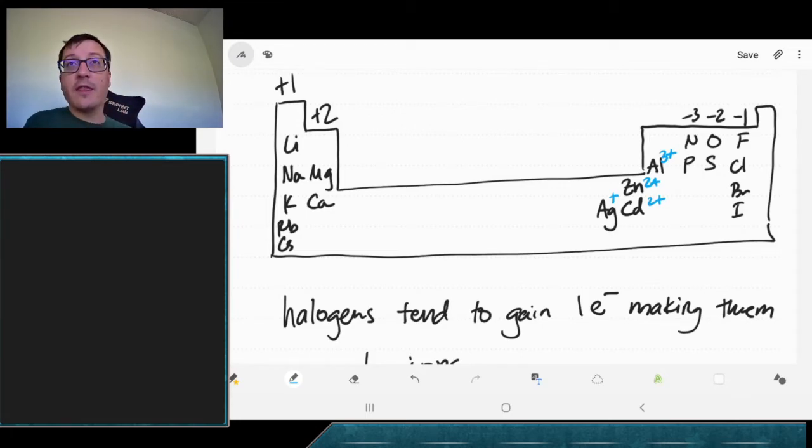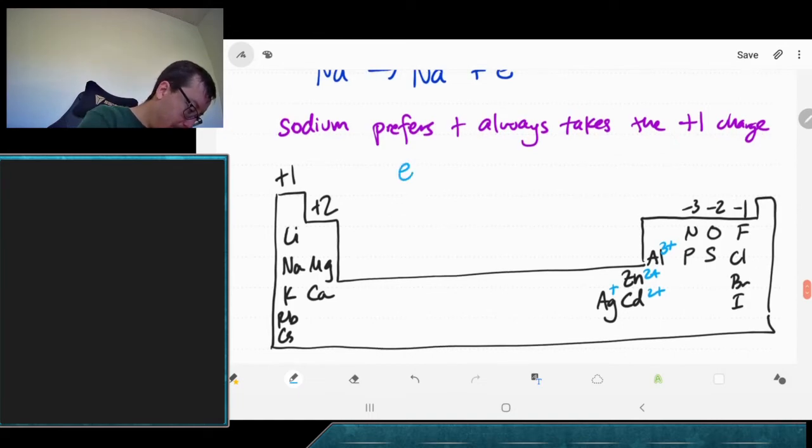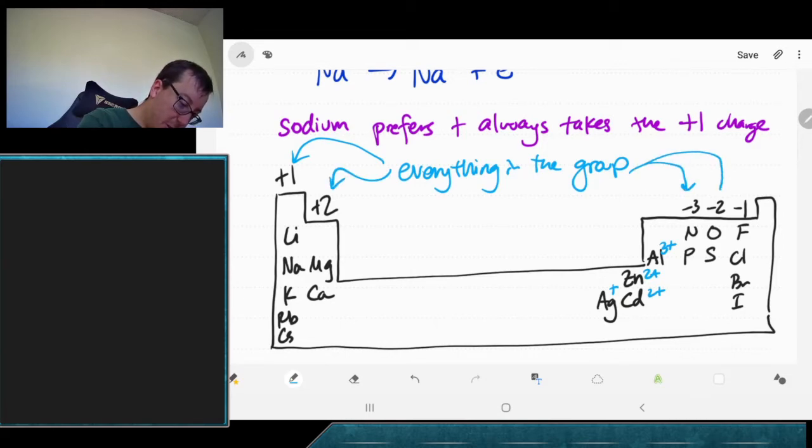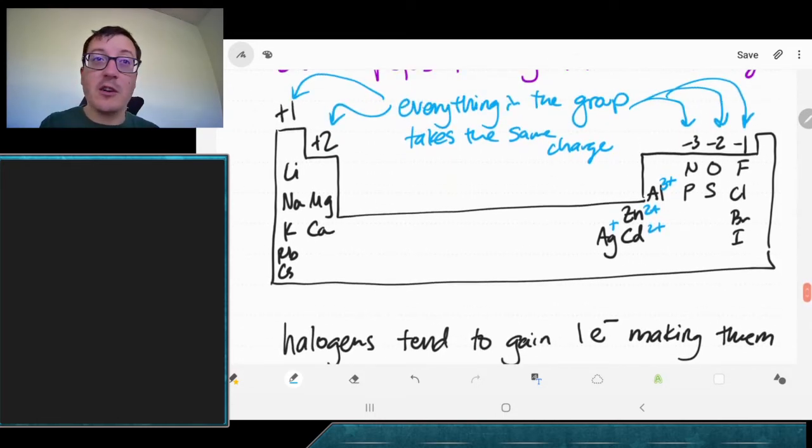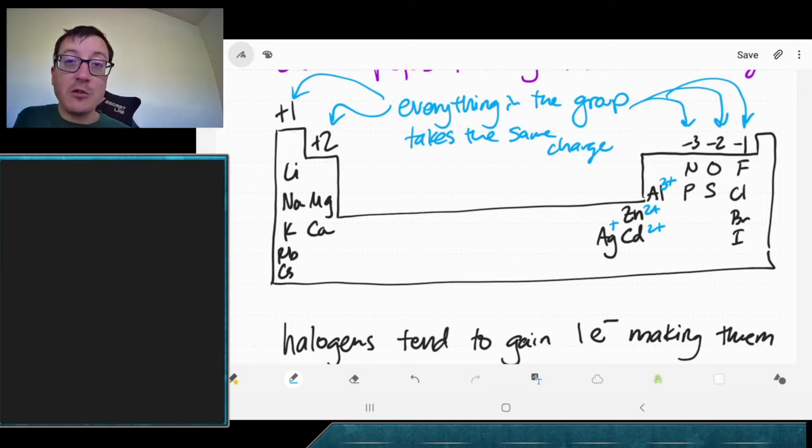And so with this, everything in these groups that I've listed takes the same charge. So, if we want to guess what barium's charge will be, barium is in group 2. It's in the +2 column. So barium will always take a charge of +2. Everything in the -2 column will take a -2 charge. So selenium, which is in the -2 column, group 6, will always take -2.